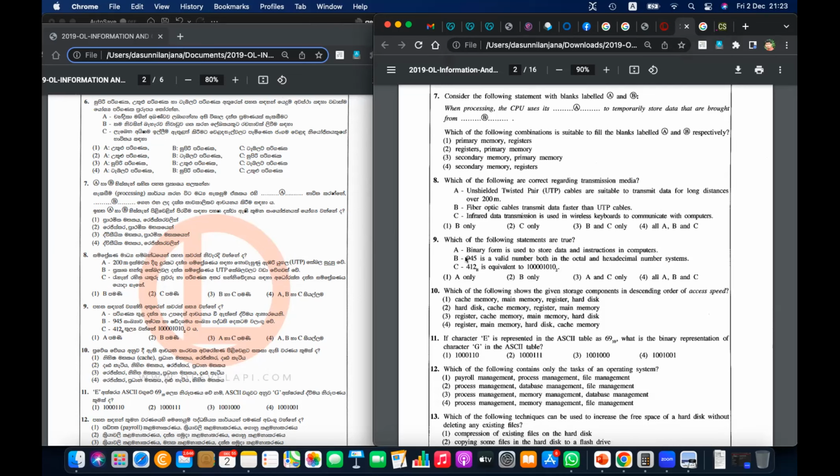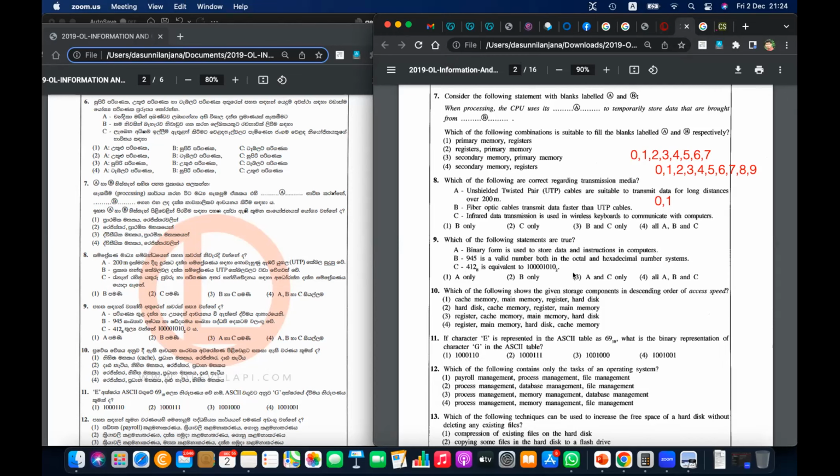Hexadecimal 945 is valid, but octal, you know what the symbols in octal are? We learned this last day also. Octal symbols are 0, 1, 2, 3, 4, 5, 6, 7, right? Octal will end before 8. Decimal is 0 to 9, and decimal will end before 10. And binary is 0, 1, and binary will end before 2. Therefore, 945 is not a valid number in octal, so you have to drop that answer. Binary is used to store data and instructions in a computer. That is true.